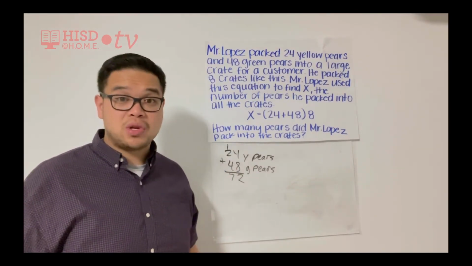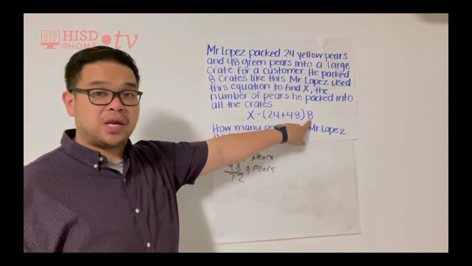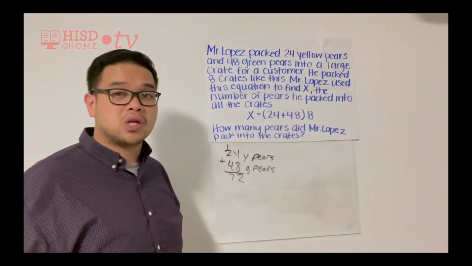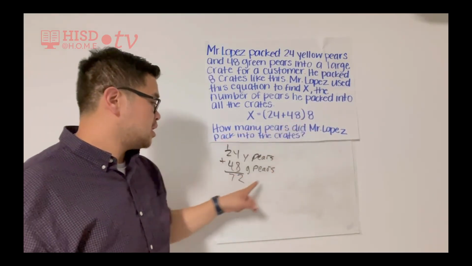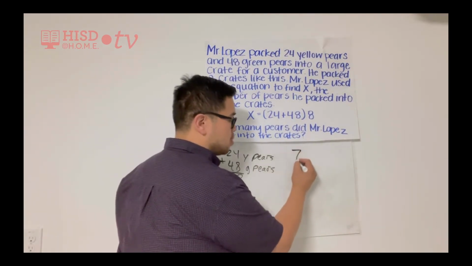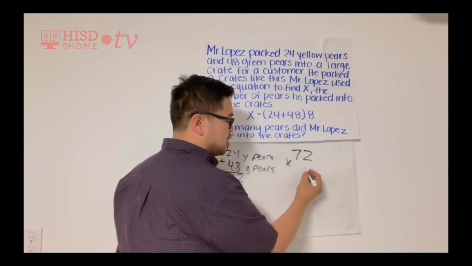How many crates do we know he has? He has 8 crates. And then when the number is next to the parentheses like this, we know that we're going to multiply. So we're going to multiply 8 times the sum of this, which was 72. So here's my 72 times 8.